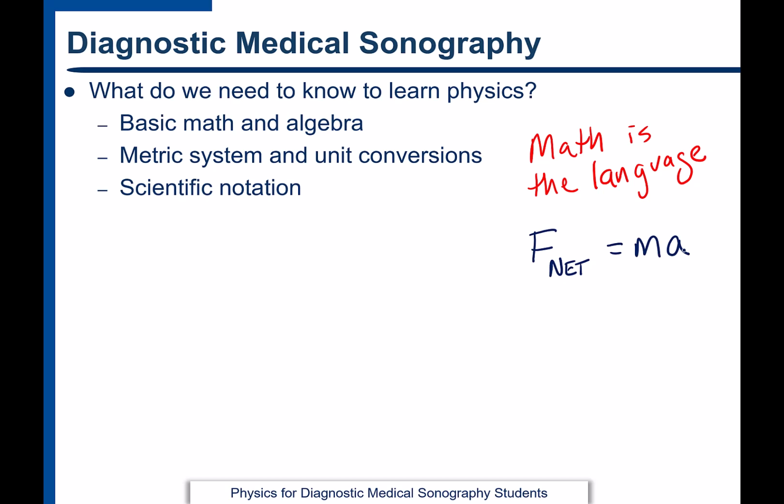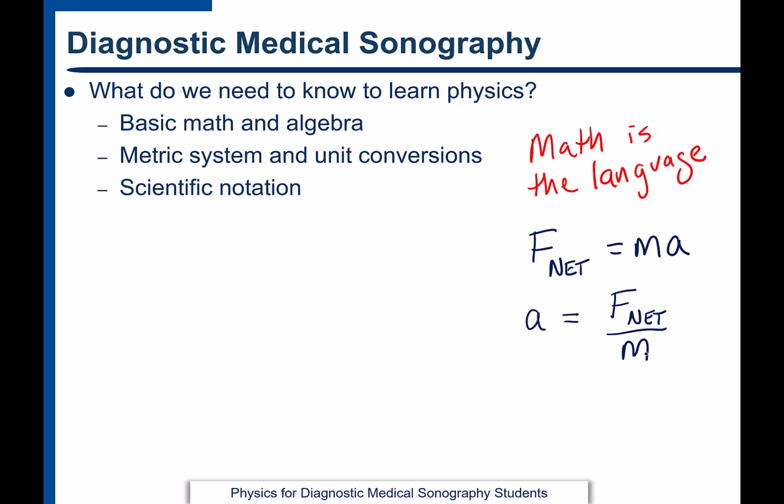Now, when we have an algebraic expression, often we need to be able to rearrange it. For example, if we want to solve for the acceleration, we need to be able to take that formula and rearrange it so that we have the a on the left and the net force and the mass on the right. And so we'll review the basic math and algebra that you'll need to be successful in a DMS program.